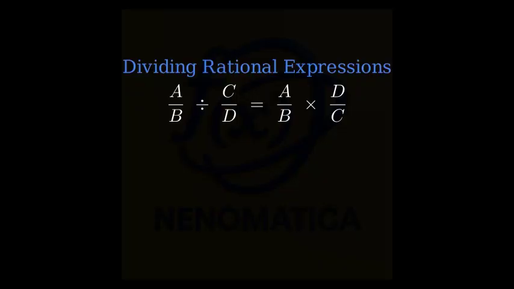Say it with me. A over b divided by c over d equals a over b times d over c. We flip the second fraction. Then we factor and cancel.